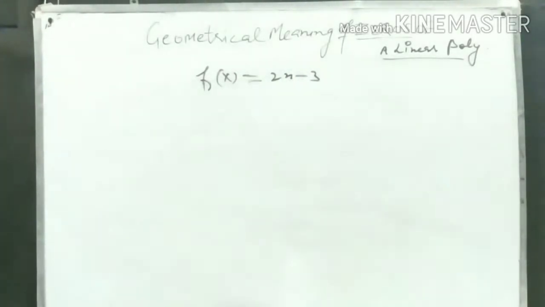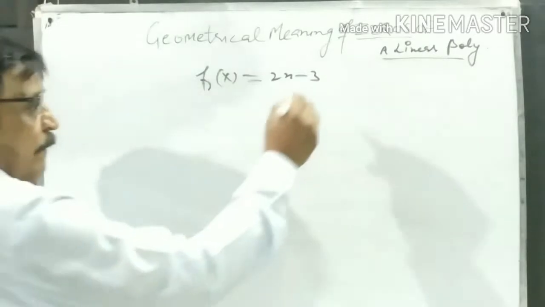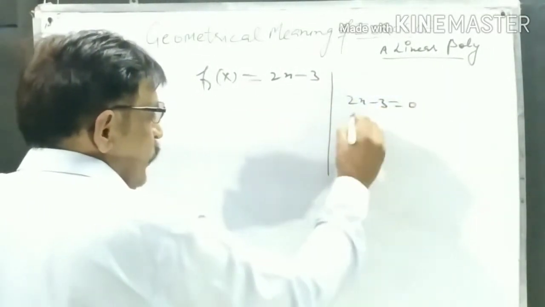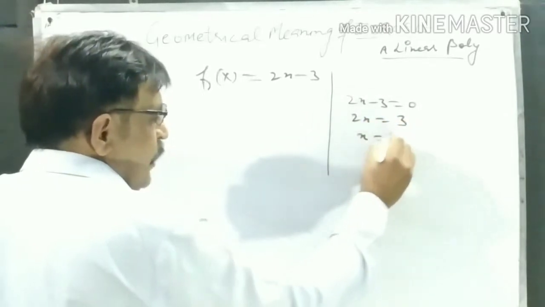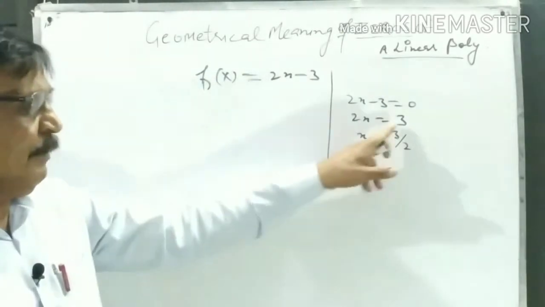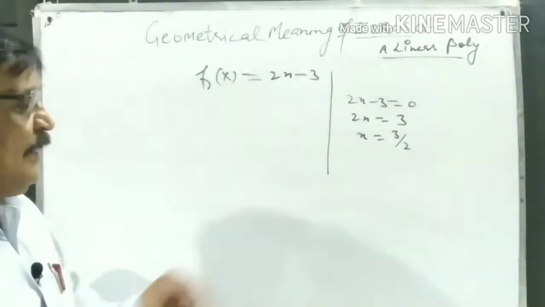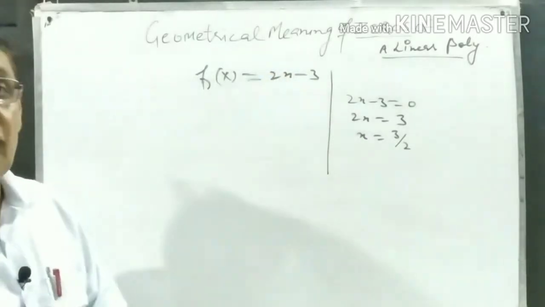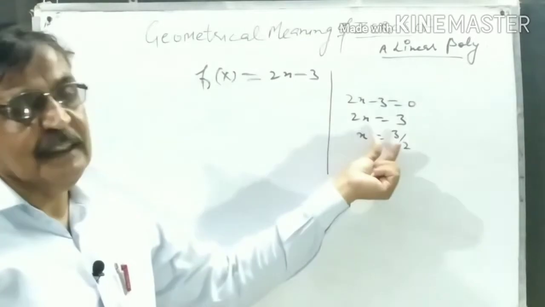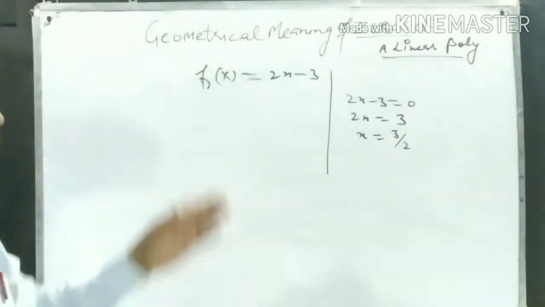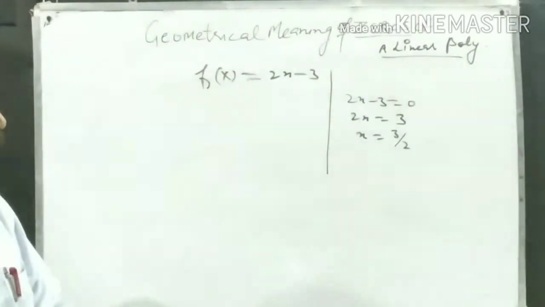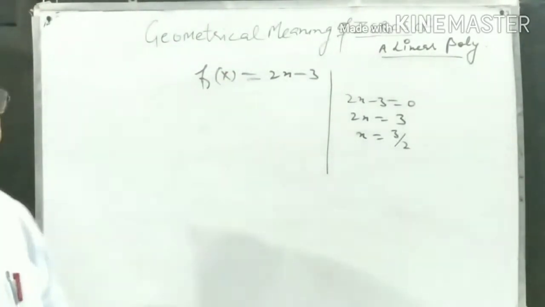We have to find its zeros. What does it mean? Algebraically you can say that 2x minus 3 is equal to 0, 2x is equal to 3, x is equal to 3 by 2. It means if we replace x by 3 by 2, it will make the given polynomial 0. This is the literal meaning of zero of a polynomial. This is an algebraic expression. We shall represent it graphically. We shall prove it geometrically, how to find zeros of a linear polynomial.